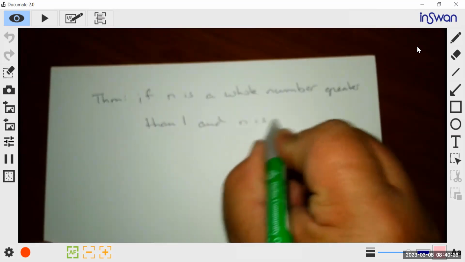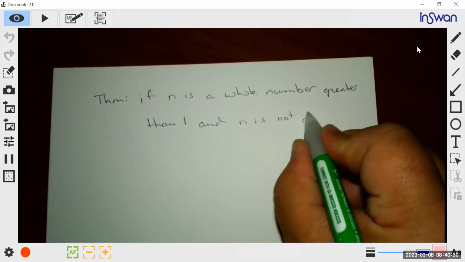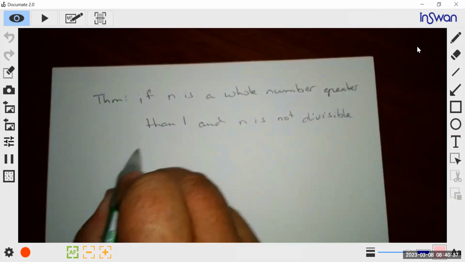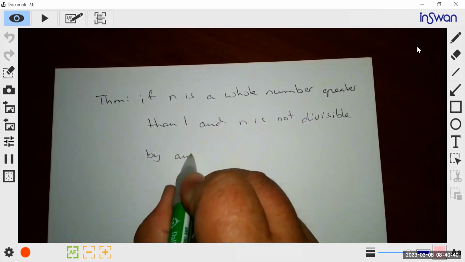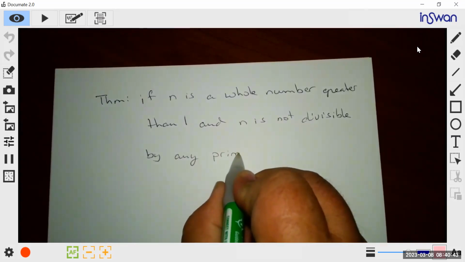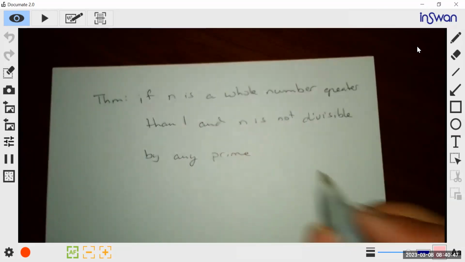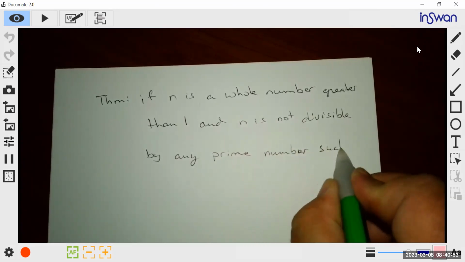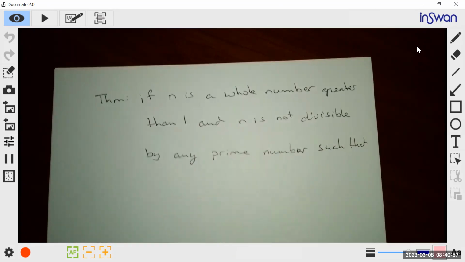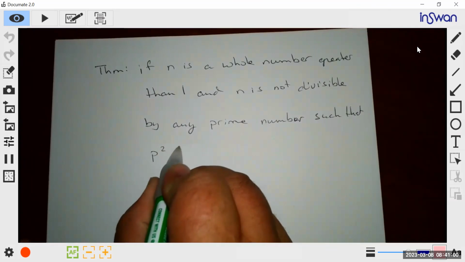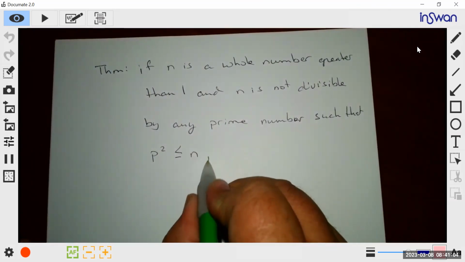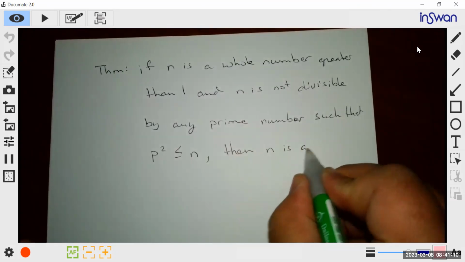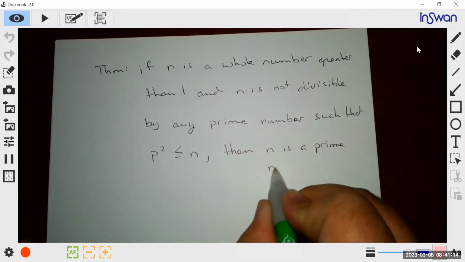And N is not divisible by any prime number P such that P squared is less than N. If that's true, then N is a prime number.